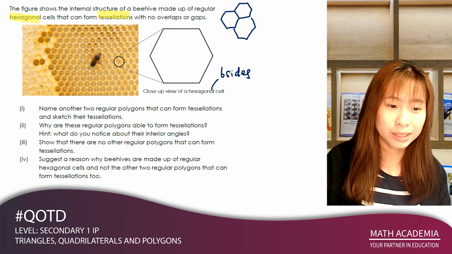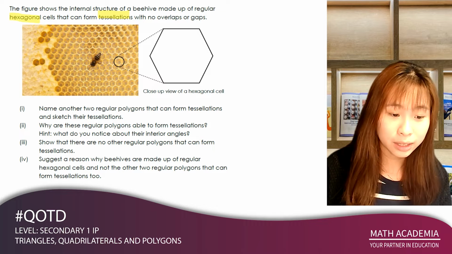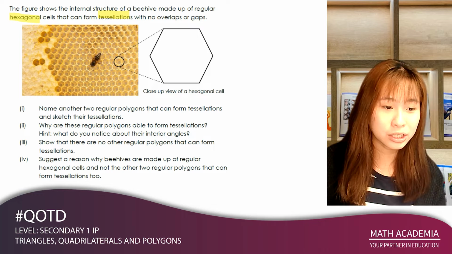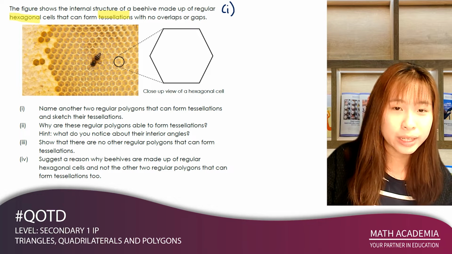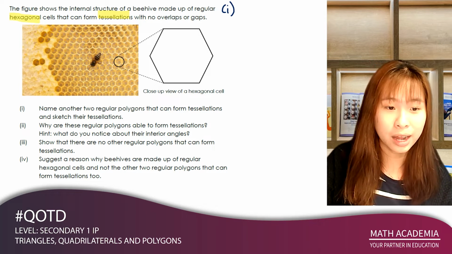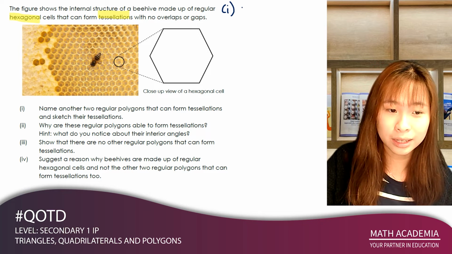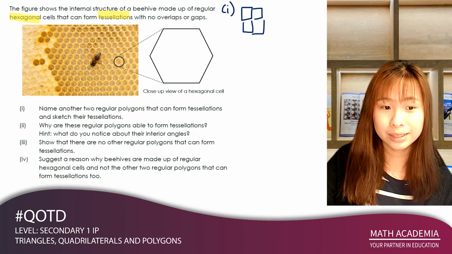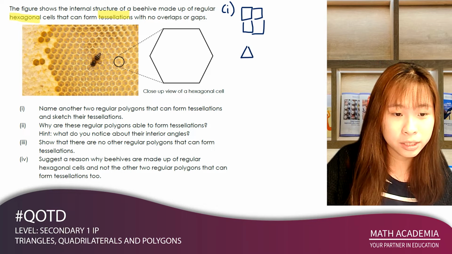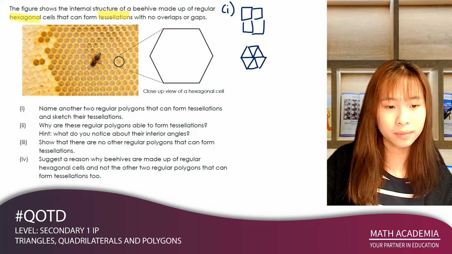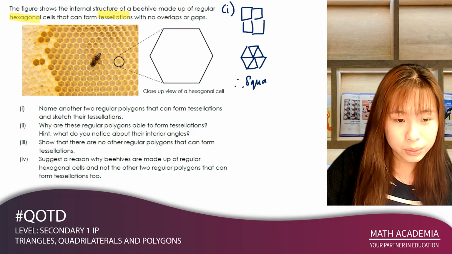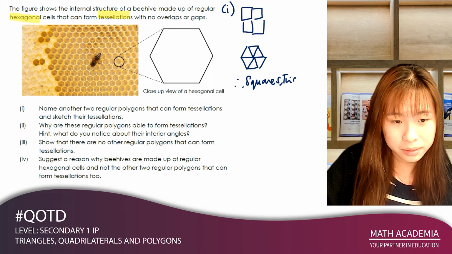Okay, so now that we have understood the key question terms, let's take a look at the first part. Name another 2 regular polygons that can form tessellations and sketch their tessellations. Let's try to brainstorm and see what we can observe from our everyday lives. Some of you may have floor tiles that are square-shaped that might be put together to form a tessellation like this. Some of you may have triangular-shaped tiles that will look something like this. So actually, the answer to the first part is squares and triangles.